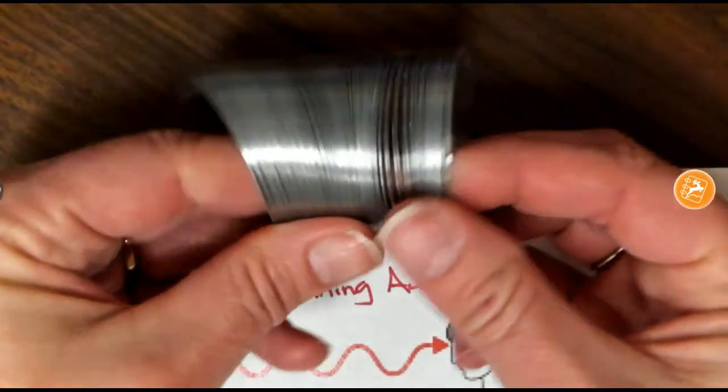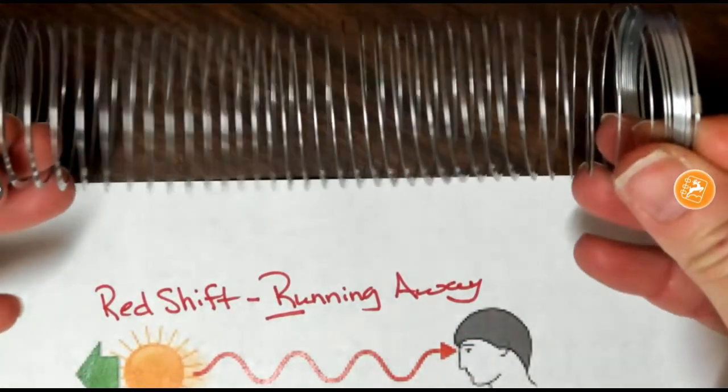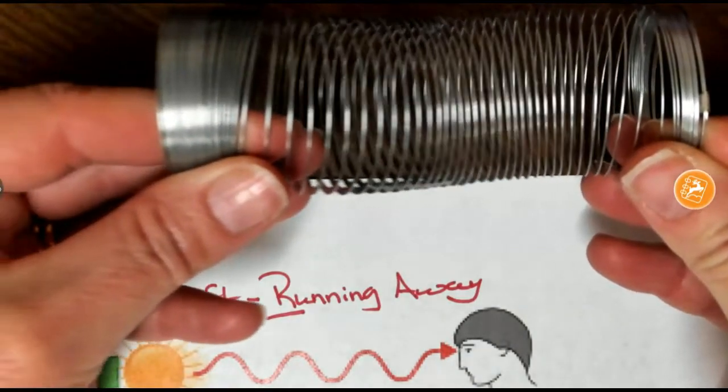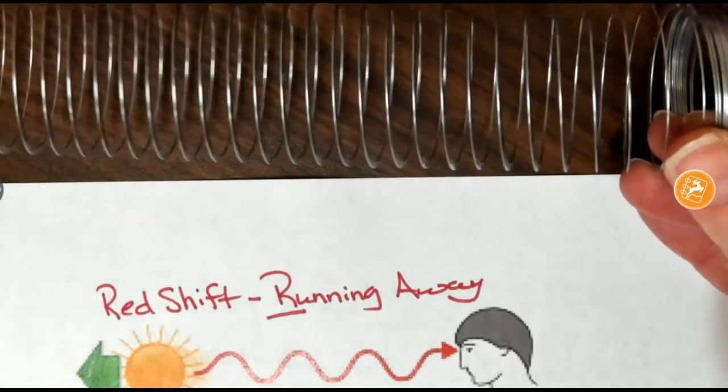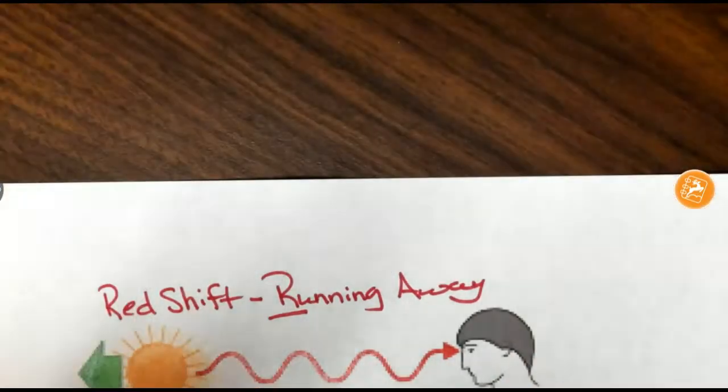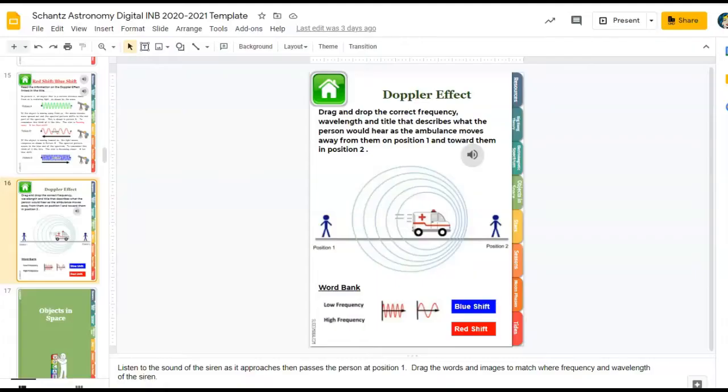So again, if we just take a look, we have our wave, right? So the object is getting closer to us. We're compressing the wavelength. The object is moving away from us. We're stretching out that wavelength. So this again would be the Doppler effect, but it's directly related to redshift, blue shift.